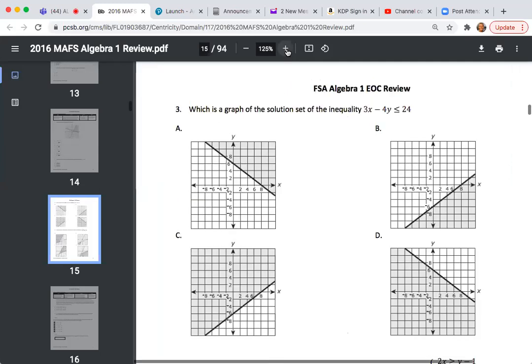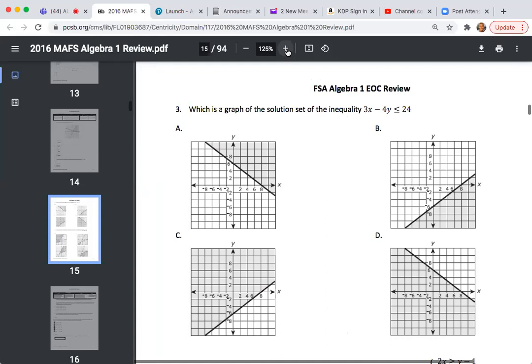Okay. So, guys, look at the inequality. It is 3x minus 4y less than or equal to 24. That less than or equal to tells us it's going to be a solid boundary line, and all the graphs are solid boundary lines. So that's not going to help us to eliminate one of the answer choices, okay?